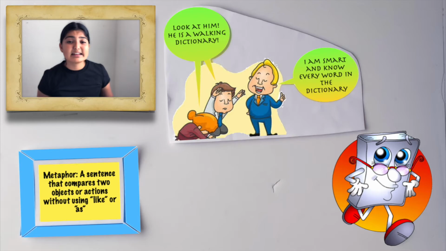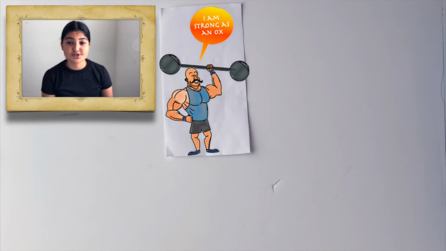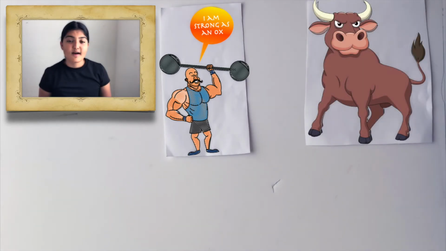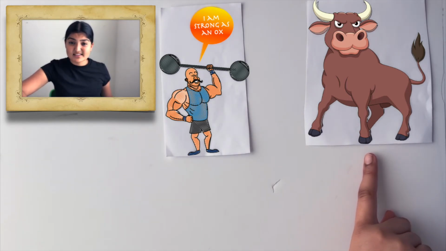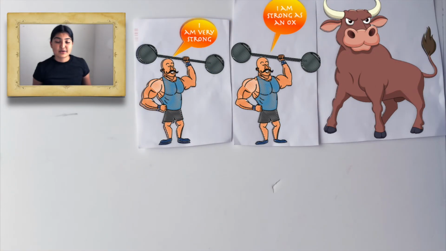Now, let's look at a different type of figurative language that uses the words like or as. Here is George. George is lifting weights, and he says, "I am as strong as an ox." Now, of course, George cannot be as strong as an ox. Obviously, George cannot be as strong as an ox, because an ox is extremely strong. What George means to say is, "I am very strong." This is an example of a simile.